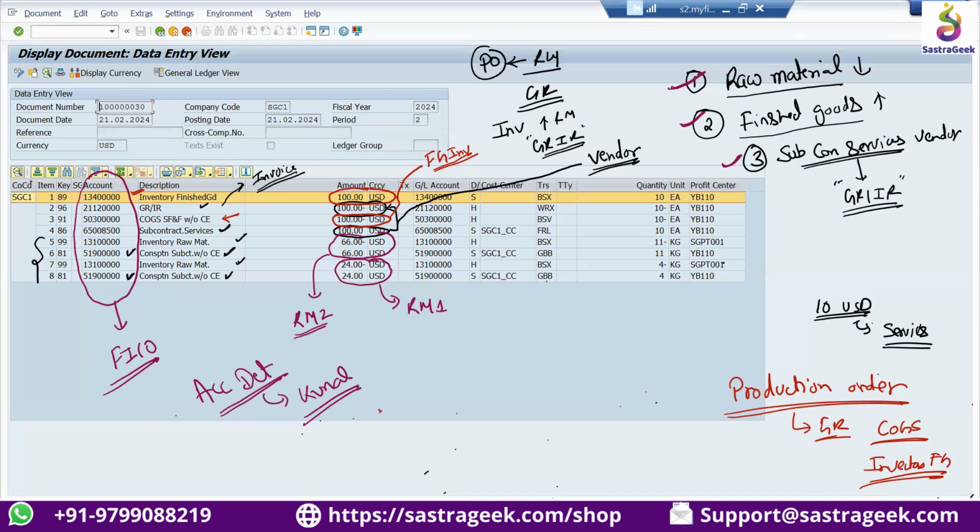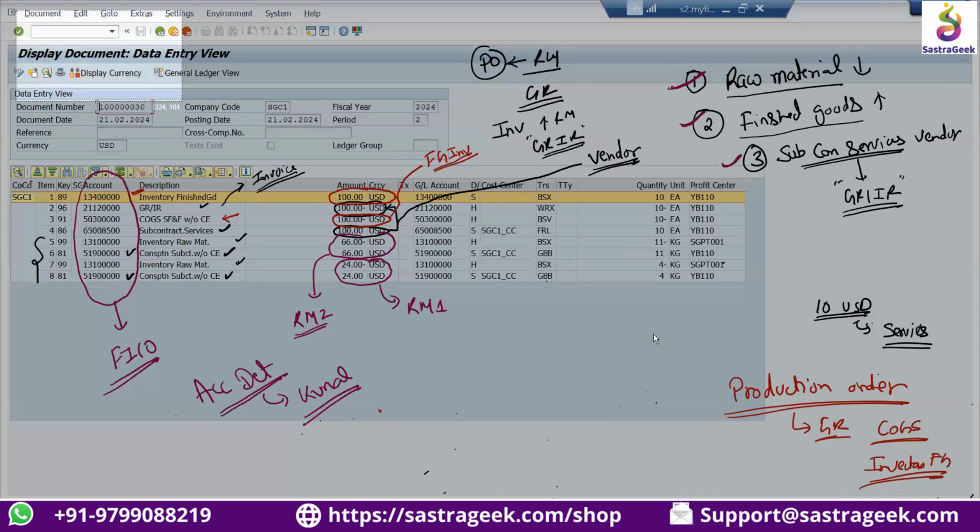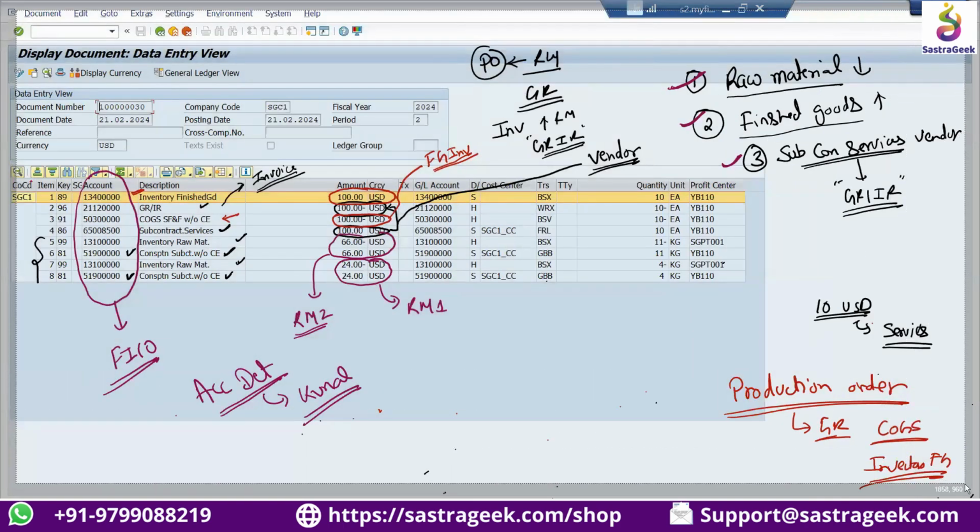So this is a quick explanation of the different GL accounts which will get hit when we do the GR against the subcon PO.